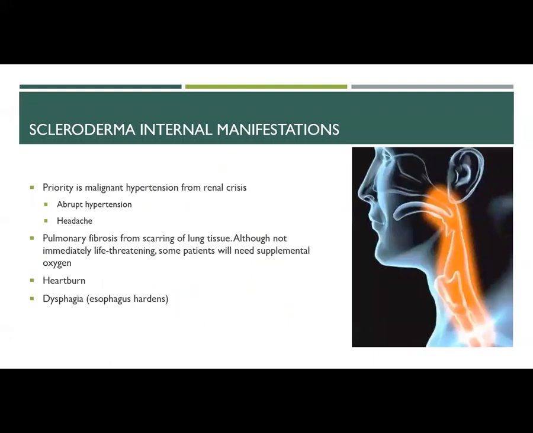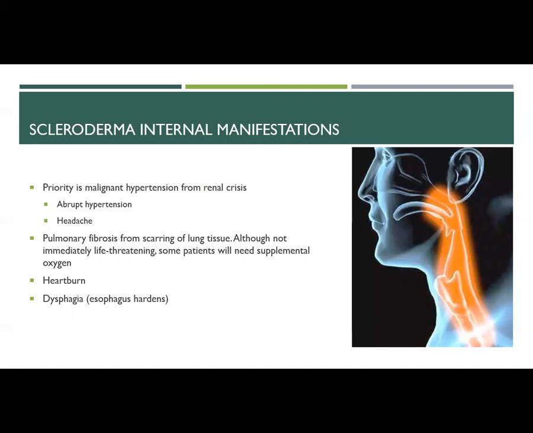So priority is malignant hypertension from renal crisis. What can happen with them is these are some of your internal manifestations. They can have that abrupt hypertension along with a headache. So that's that priority, is all of a sudden they have this hypertension.